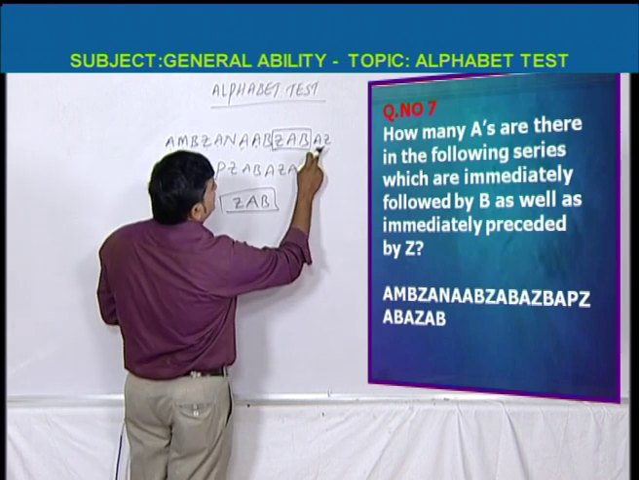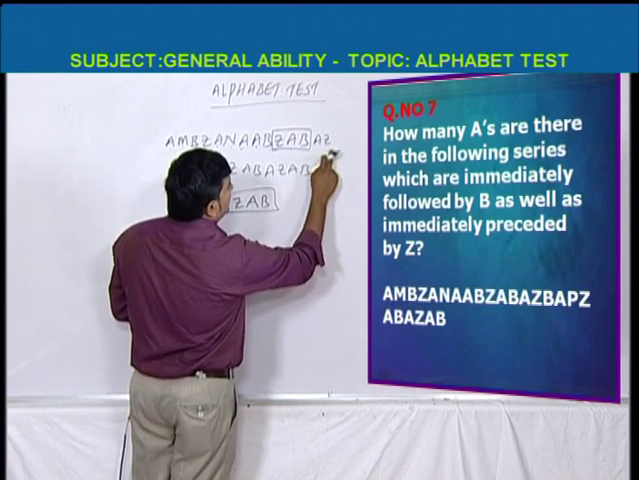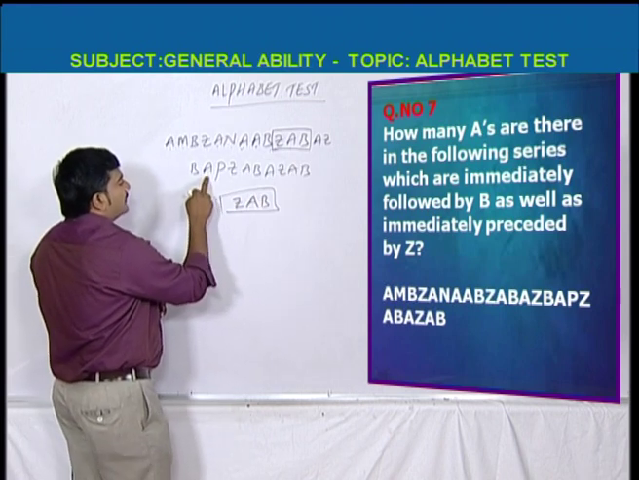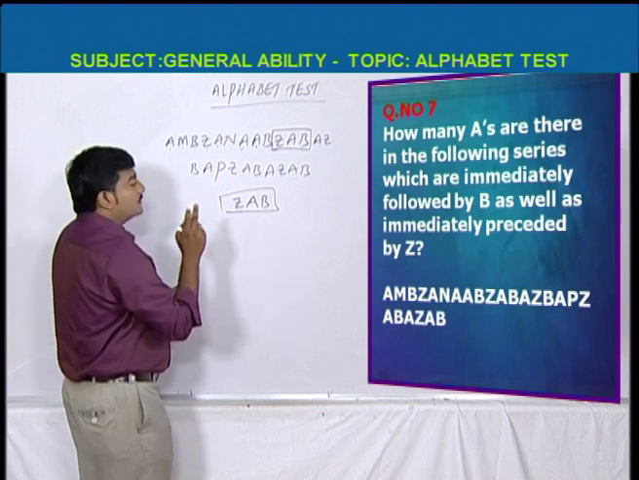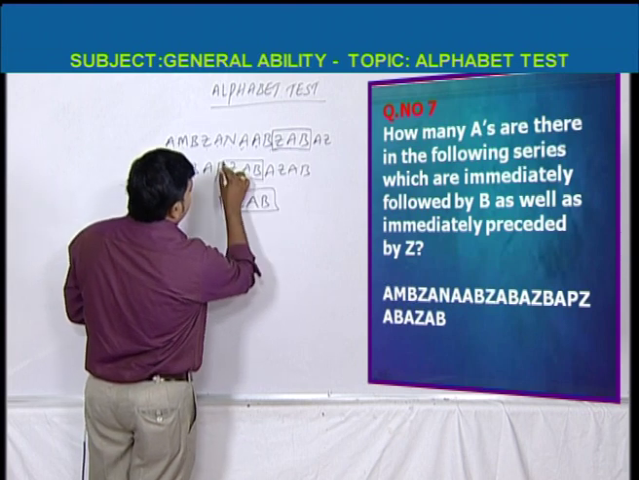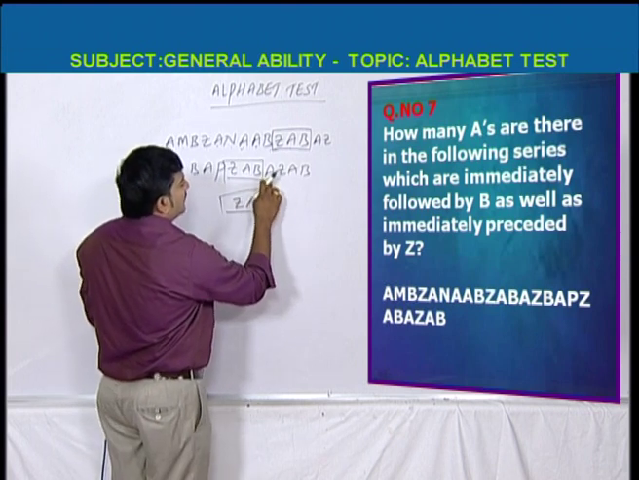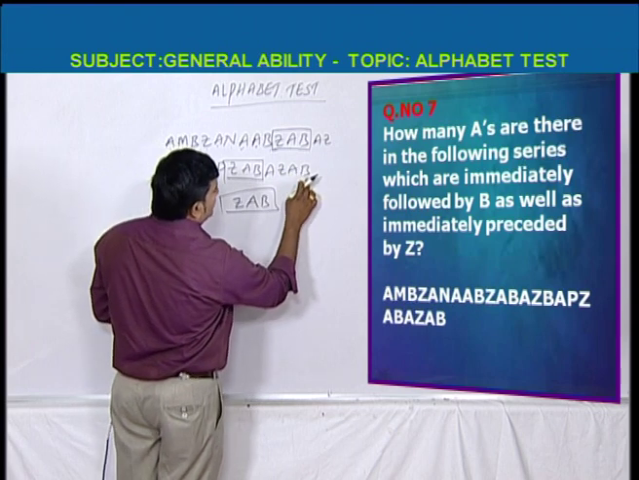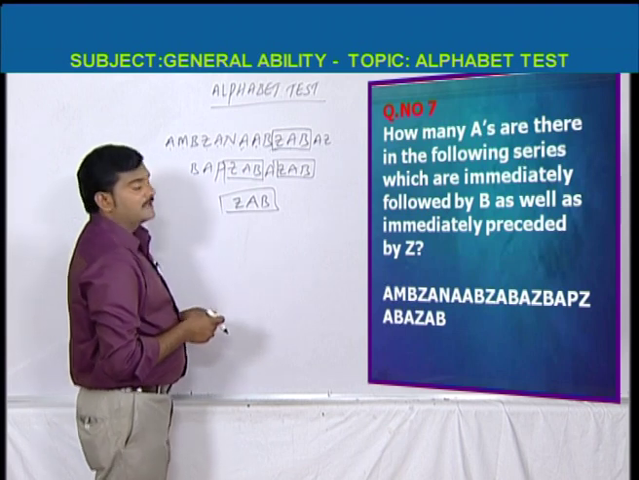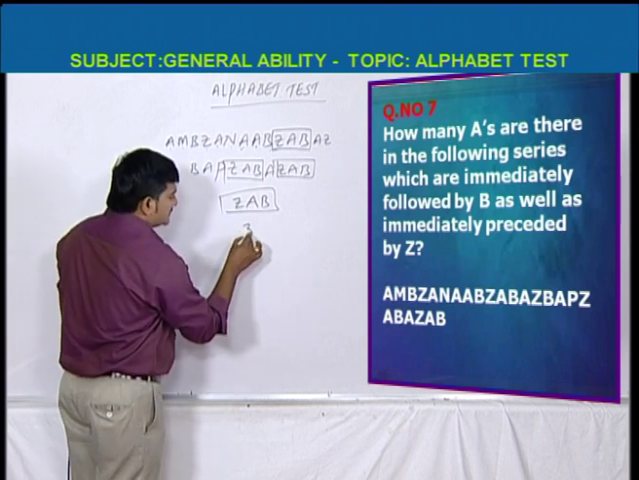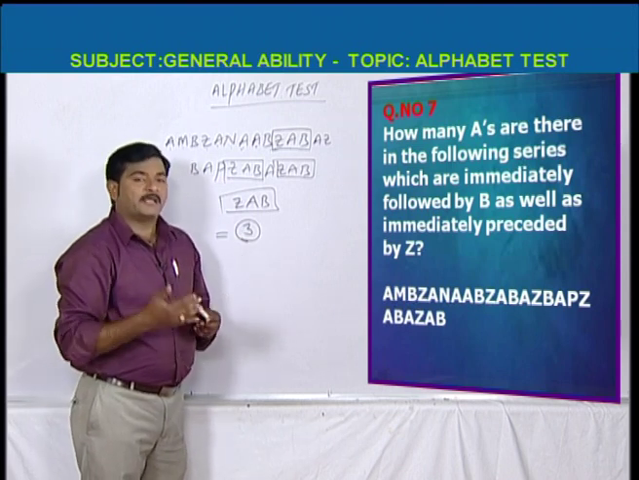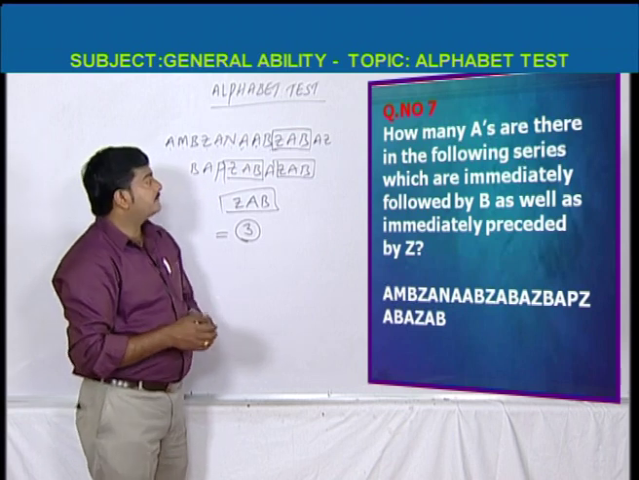So now again focus on this. If you observe here, it is not followed by B, so you can ignore that. Now what about this? It is not followed by B, not preceded by Z. You can skip that. Similarly, if you observe here, followed by B, preceded by Z. And similarly, if you observe this Z, followed by Z, no. If you take this, followed by B, preceded by Z. So how many such A's are there? Simply by observation, 3 A's are there which are followed by B and preceded by Z.